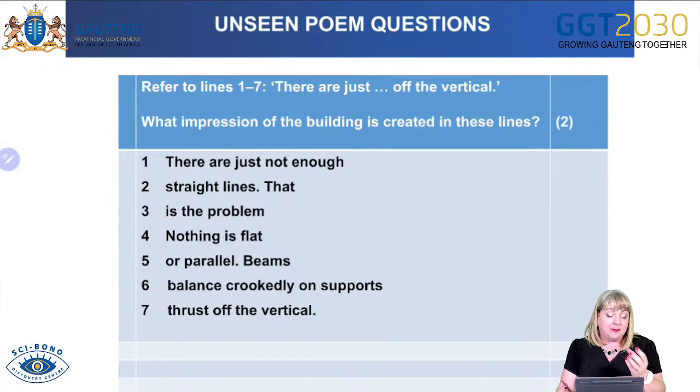There's something about this building that has caught the poet's attention. And so as you read the poem, you must also be asking yourself, what is it about this building that made the poet want to actually say something and write something about it? And what he feels is there are not enough straight lines. That is the problem. Nothing is flat or parallel, which also makes it very different from the venue where you will be writing tomorrow, because there it's all straight lines and it's all parallel.